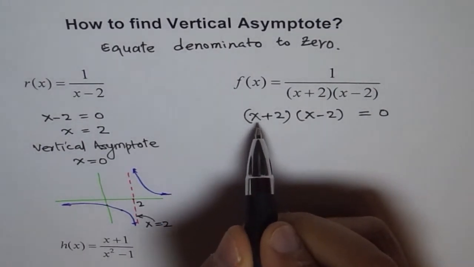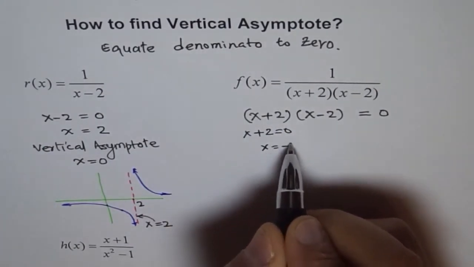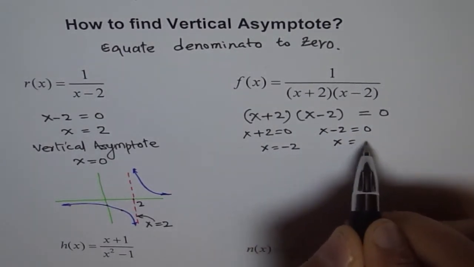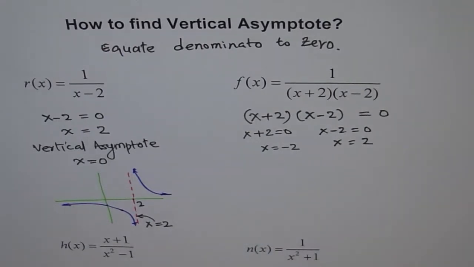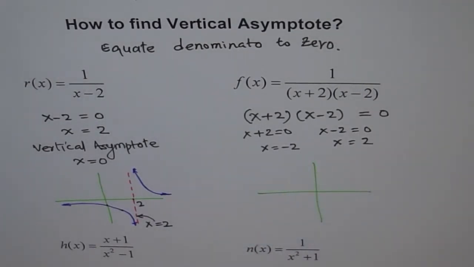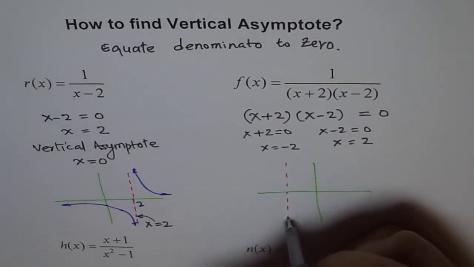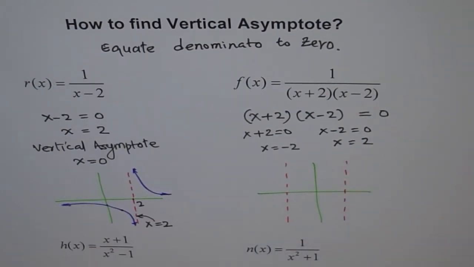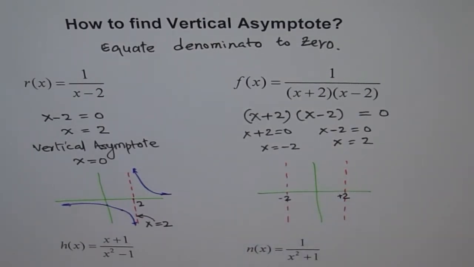If you equate x plus 2 equals 0, you get x equals minus 2. And if you equate x minus 2 to 0, we get x equals 2. So at x equals plus or minus 2, we have a vertical asymptote. Just as in the last case, I'll try to show you here on a graph. Here we have a vertical asymptote at minus 2, so let me draw here minus 2 and one at plus 2. This one, let's say, is at plus 2, correct? So this is minus 2 for me, and this is plus 2 for me, correct?